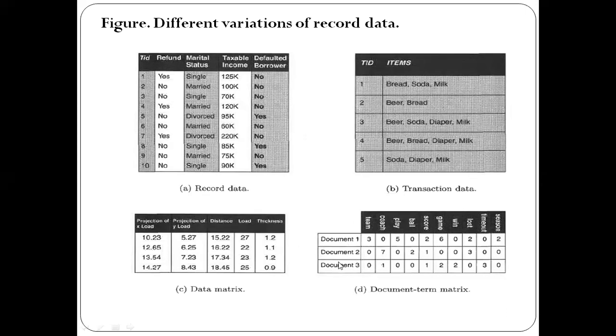Each document in the document data is represented in the form of a vector, and each value of the vector corresponds to how many times the word appears in the document. If you observe document one, the term team appears 3 times. In the same way, win appears 0 times in document one. So this is about the third type of record data.